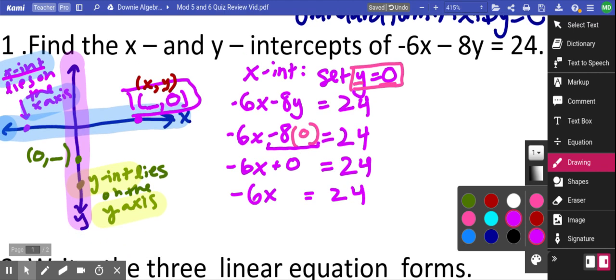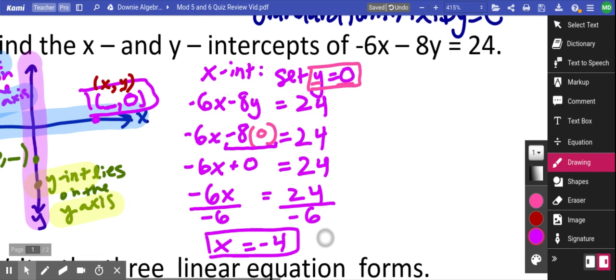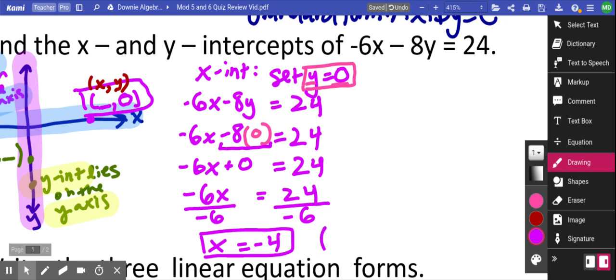And how do we get x all by itself? Well, we're going to undo this multiplication of negative 6 times x. To undo multiplication, we're going to divide. Divide by negative 6 on both sides. And x is equal to 24 divided by negative 6, which is negative 4. So x equals negative 4.